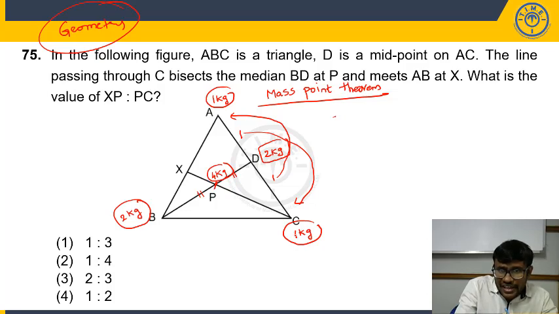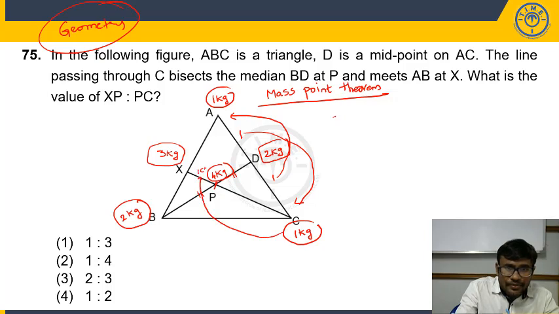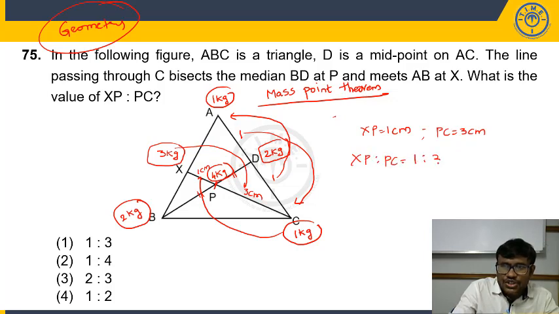Already here 1 kg is there. So on X, how many kgs does it have to be? 3 kgs. Now, here it is 3 kgs, here it is 1 kg. Since here it is 1 kg, here it will be 1 centimeter, and here it is 3 kgs, here it will be 3 centimeters. So XP is 1 centimeter and PC is 3 centimeters. So clearly XP is to PC, how much? 1 is to 3. So which option? Option number 1 is your answer.